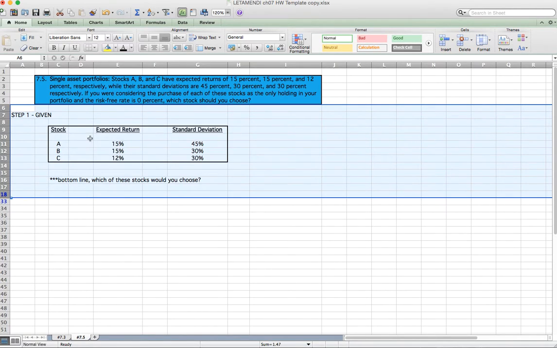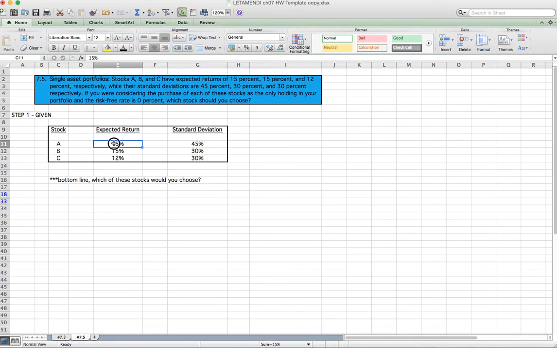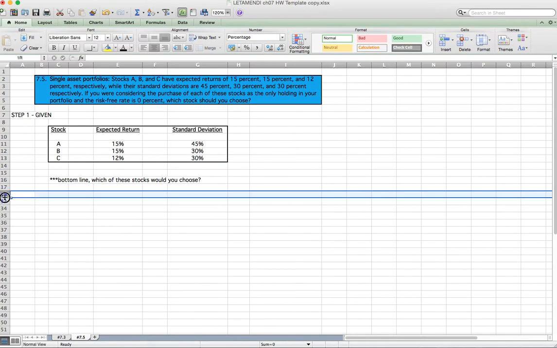So we identify the given. We have 3 stocks, right? Stock A with a 15% expected return, 45% standard deviation. Stock B with 15% returns, 30% standard deviation. And stock C with 12% expected returns and 30% standard deviation. So the only thing that you're doing here is analyzing the 3 and then determining which stock you should choose. All right?